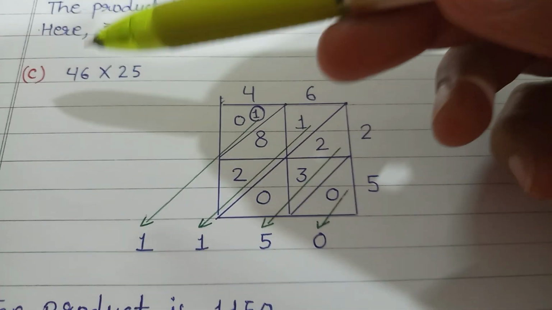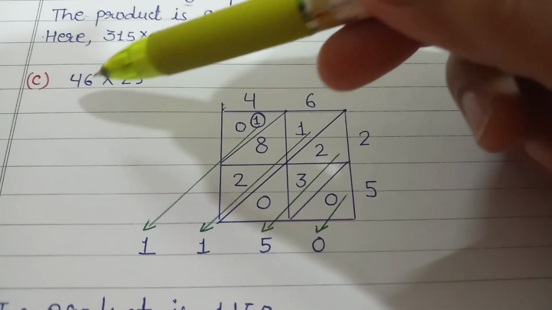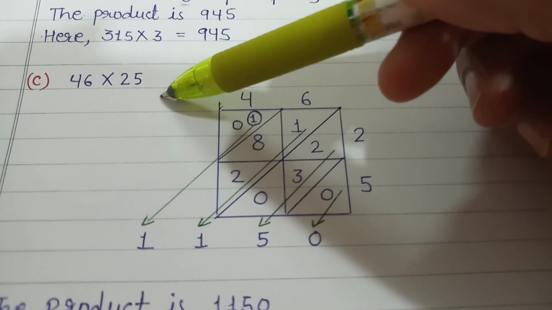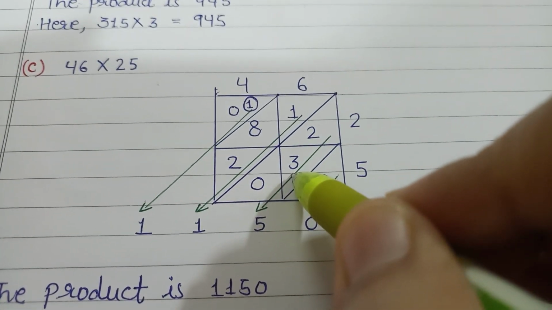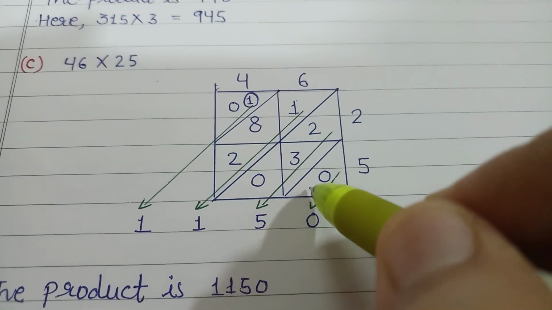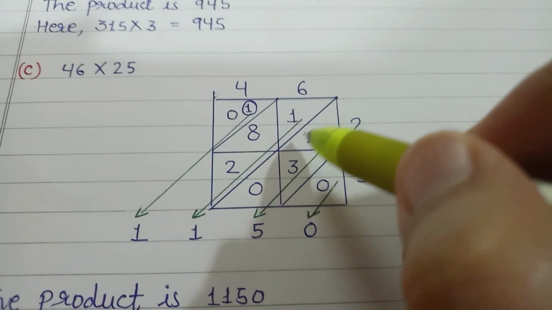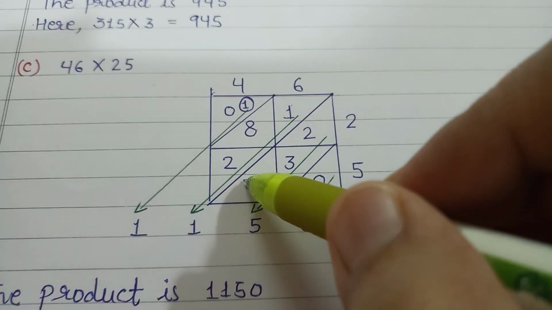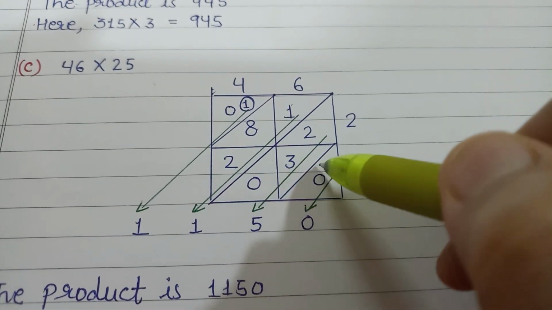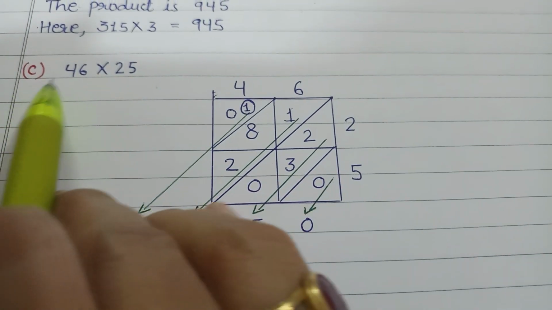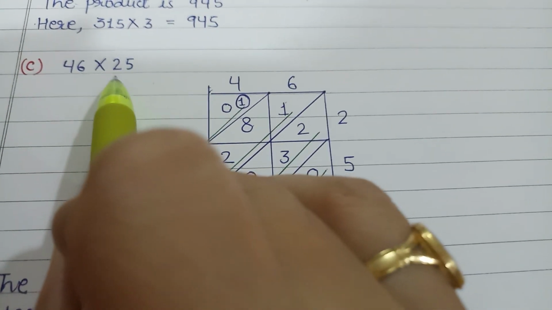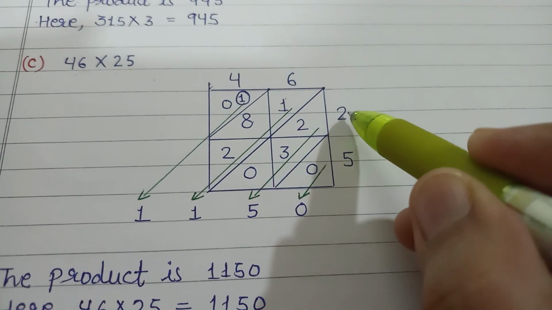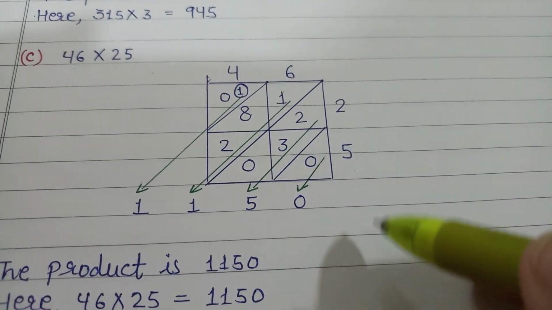The next one is 46 multiplied by 25. We have to multiply 2 digit by 2 digit. For that we have to make 4 square boxes, 2 rows of 2 boxes. We will first make all the boxes, then we divide all the boxes into half. Then 46, the first number, we will write on the top, 4 and 6, and this 25 we will write on the right side, 2 and 5.